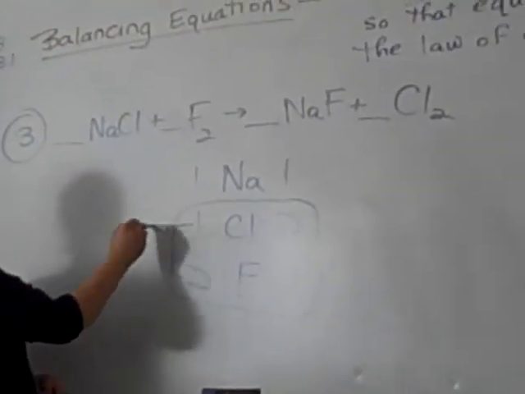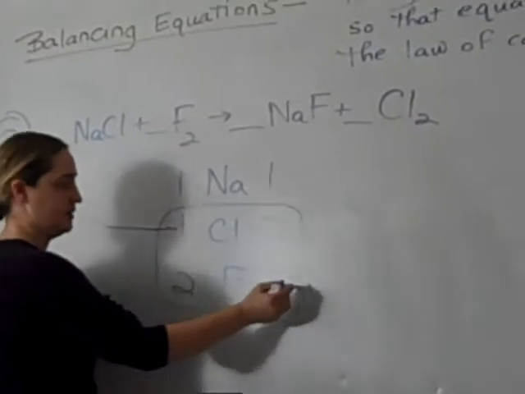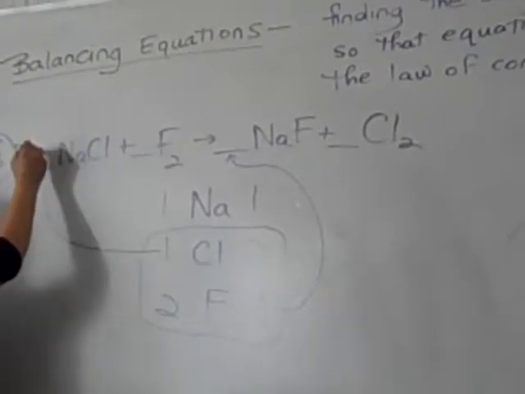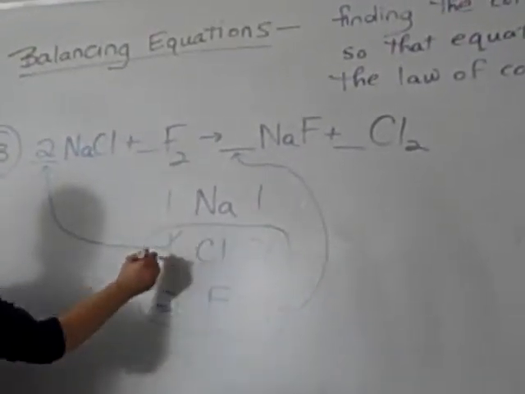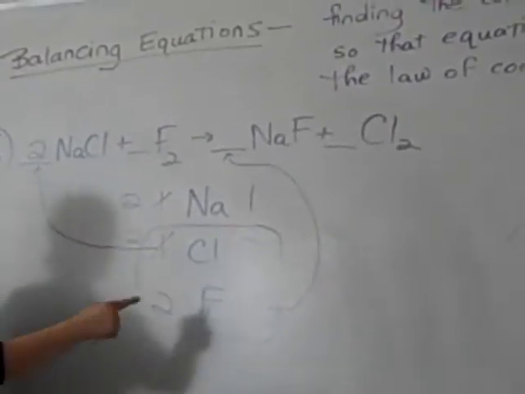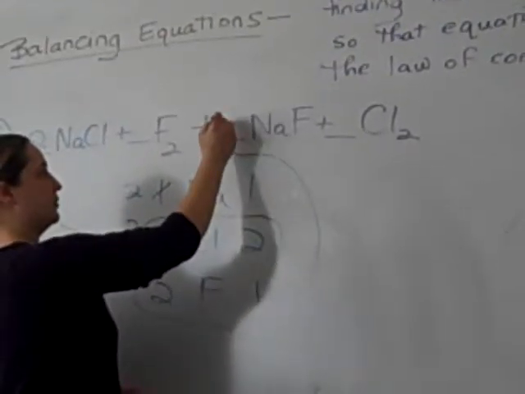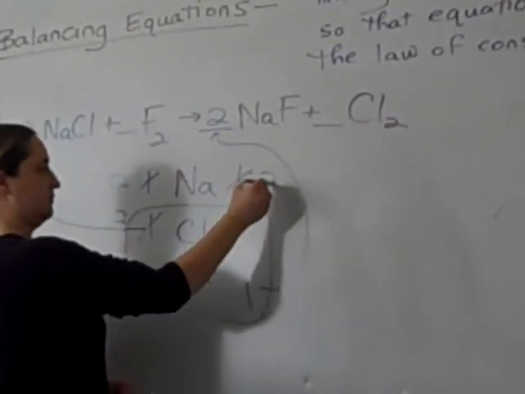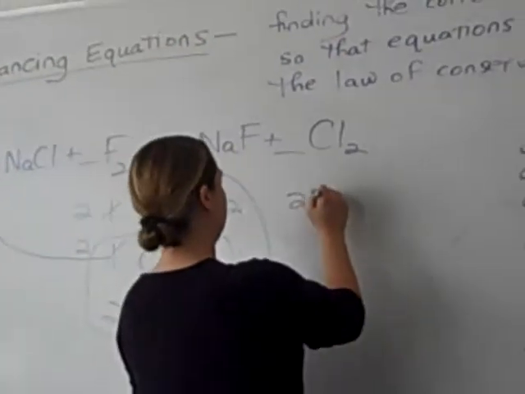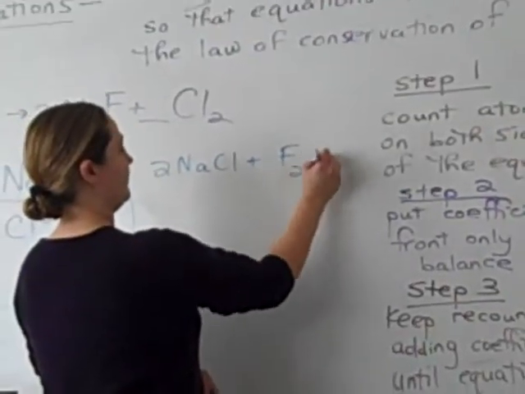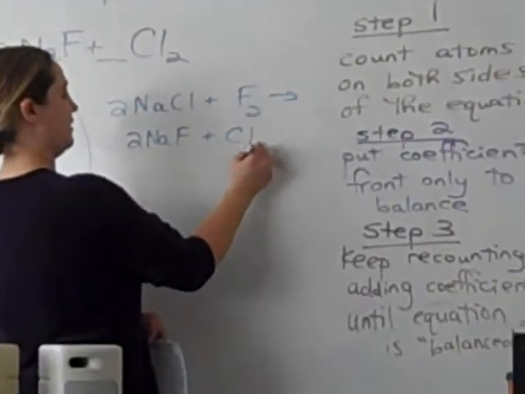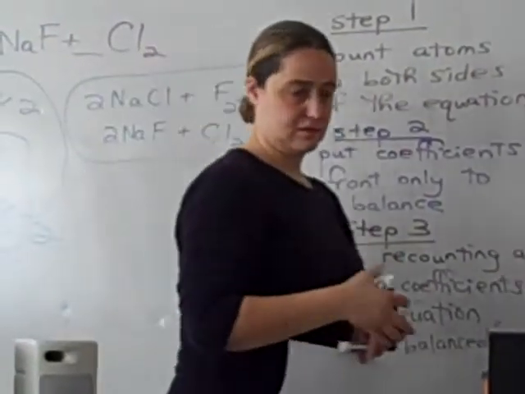Okay, well we need more chlorine on the left, and we need more fluorine on the right, and what did you say each one of them needed? 2. If we put a 2 here, that will fix the chlorines, but it also changes the sodium, right? Now we need to fix the fluorines, so we put a 2 here, and that should fix everything, and then your final answer. Now when there's no number here, that means a 1, but you don't have to write it. Alright, so that's the final answer.